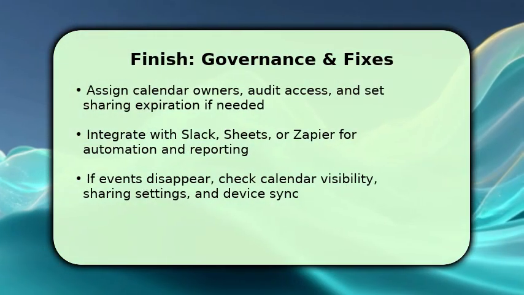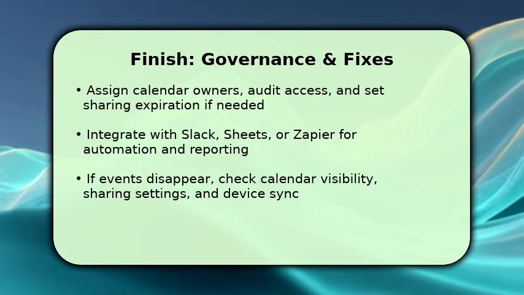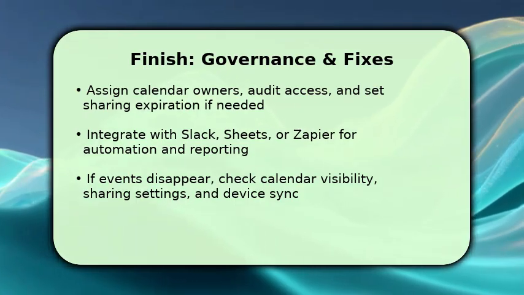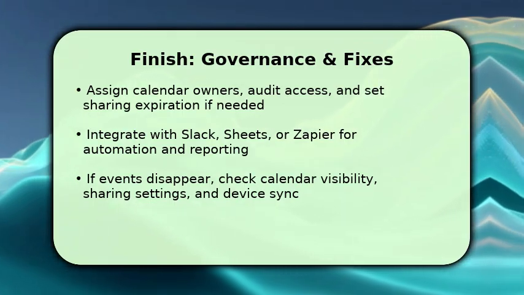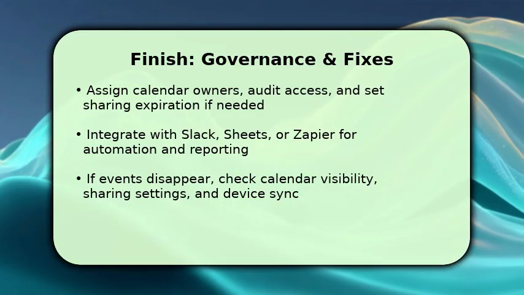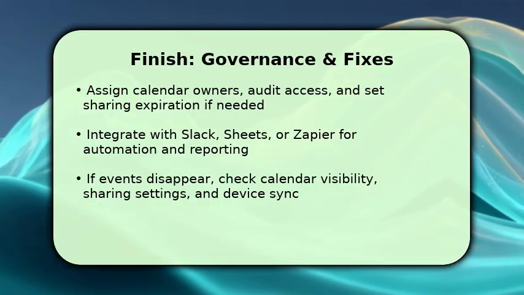Finish by locking down governance. Assign 1 or 2 calendar owners who can audit access and recover items. Use sharing expirations for temps. Next, integrate with Slack or automation tools for alerts and reporting so workflows stay in sync.